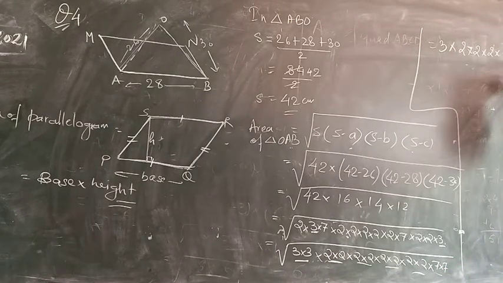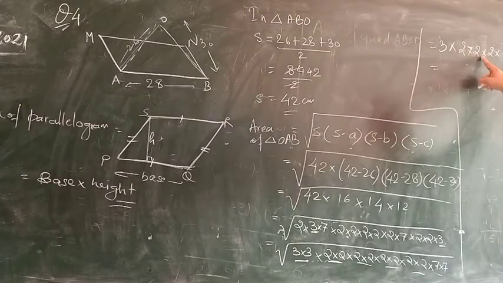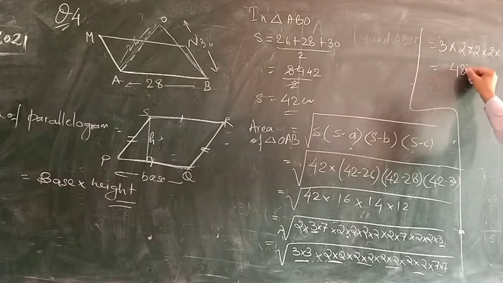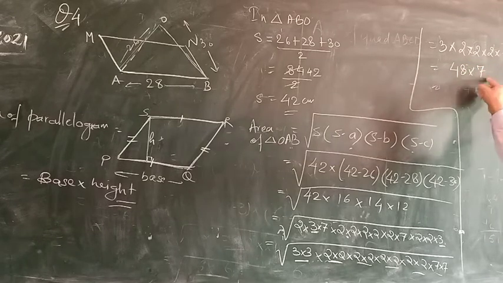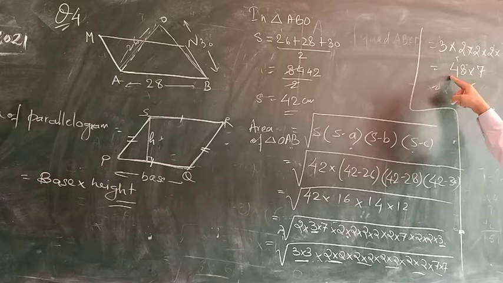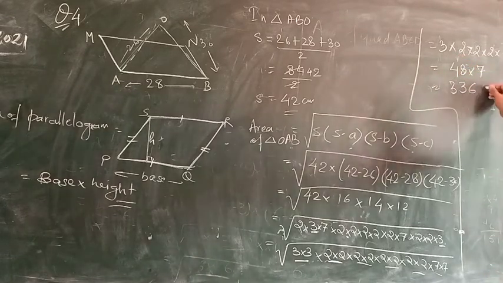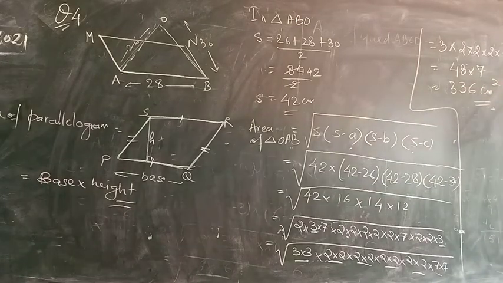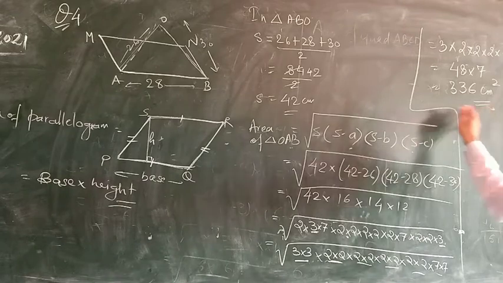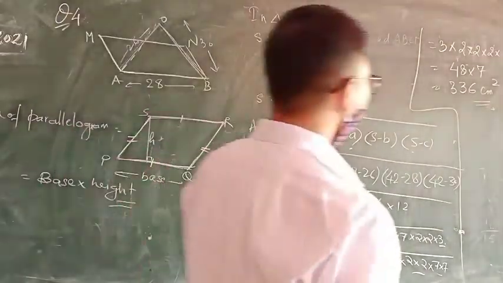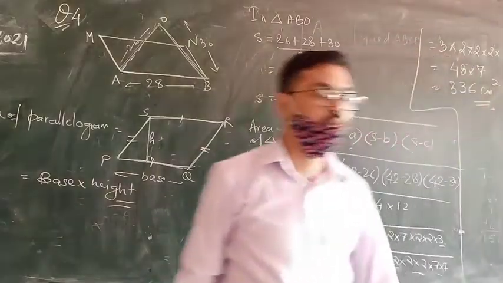Any doubt? So 2 2s are 4, 2 4s are 8, 2 8s are 16, 16 3s are 48, 7 8s are 56, 7 4s are 28 plus 5, 33. So 336 centimeter square. This is the area of triangle OAB. First, note it down. So the area of this triangle that I have calculated is 336 centimeter square.